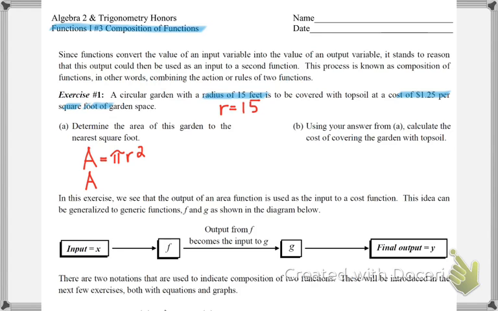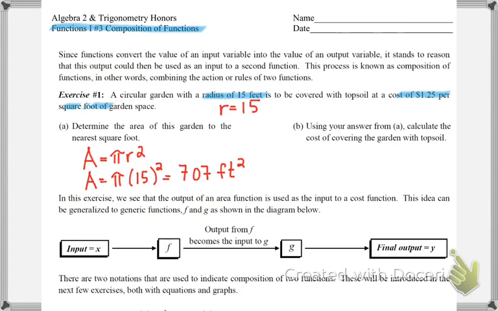So the area is going to be pi times 15 squared. Plug that into your calculators and you get 706.858. So the nearest square foot is 707 feet squared.